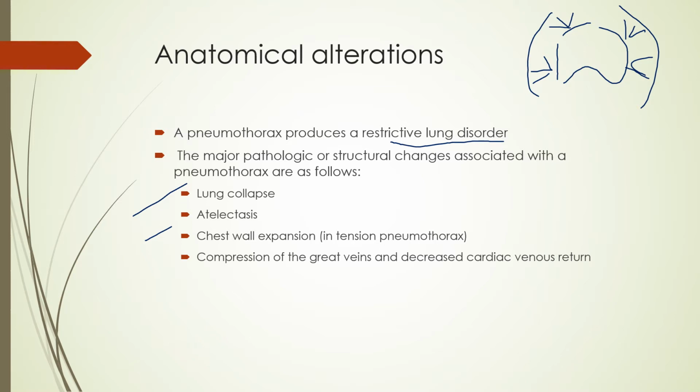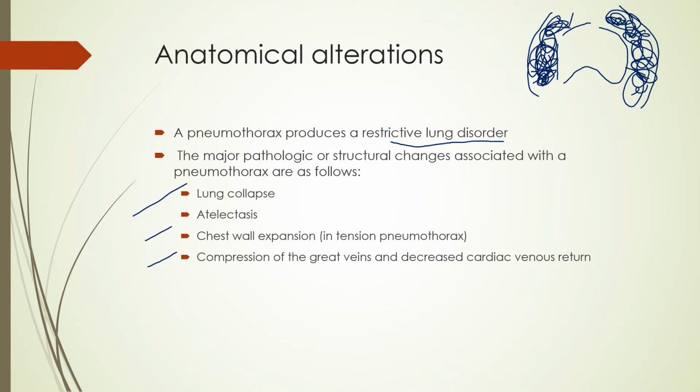The chest wall might actually expand, especially in a tension pneumothorax, because what happens, all this gas is just building up in this pleural space. So you might actually see a bigger AP diameter. In theory, you could see a bigger AP diameter on these patients because this pressure is building up on the inside of their chest.